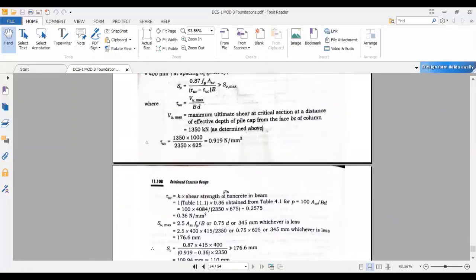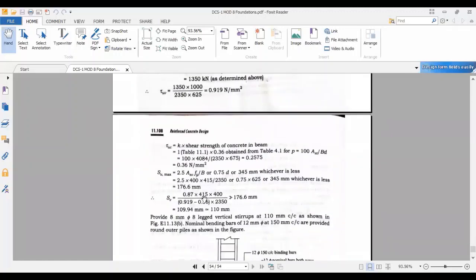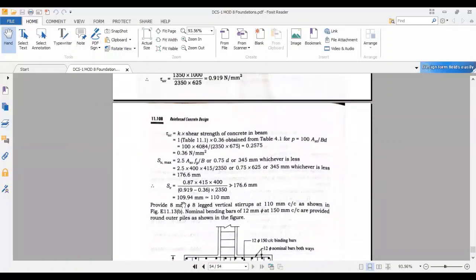So this is the value of SV, which we have to put in all the values here and get the value of SV. And this value should not be greater than 176.6 mm. Hence it becomes 109.94 mm. So rounding it off, we get it as 110 mm.